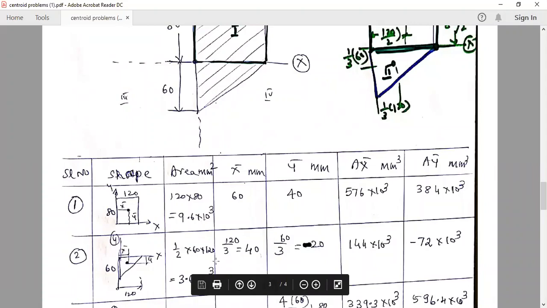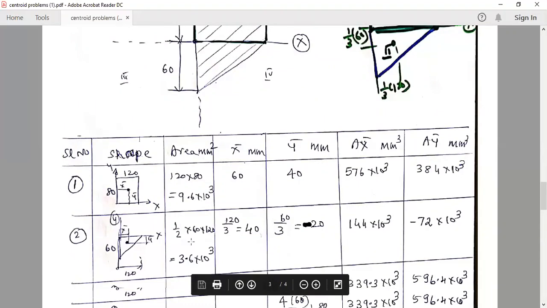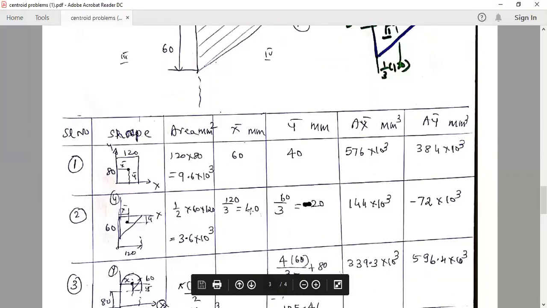Then multiply area into X bar, area into Y bar. 60 into 120, we get 3.6 into 10 cube into 40. So it is 144. This into Y bar minus, so minus 72 into 10 cube.